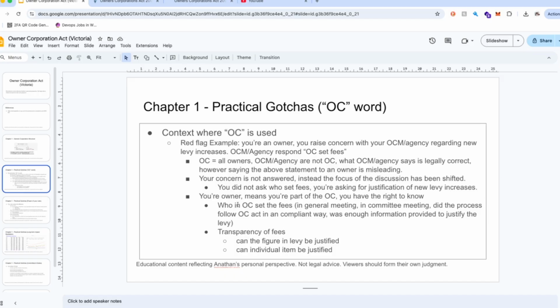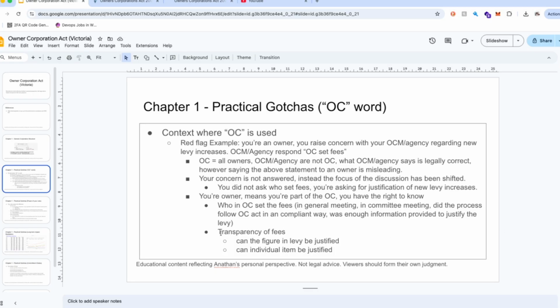Next, I would like to highlight this again. You are the owner, which means you are part of the OC. So you have the right to know who in the OC set the fees. Is it in a general meeting? Is it in a committee meeting? Did the process follow the OC Act in a compliant way? Was enough information provided to justify the levy? And here, when I say set the fees, it means probably the latest levy fee you received.